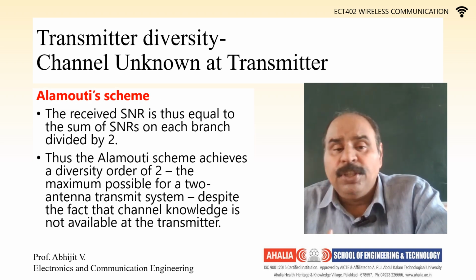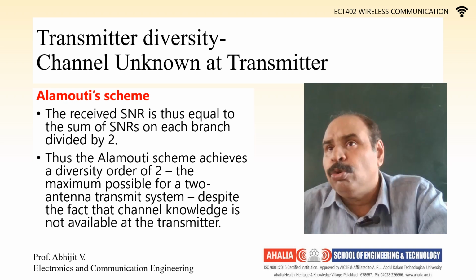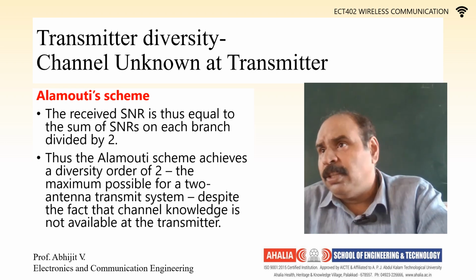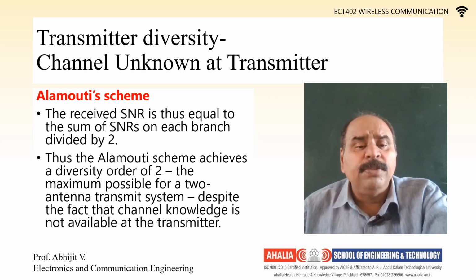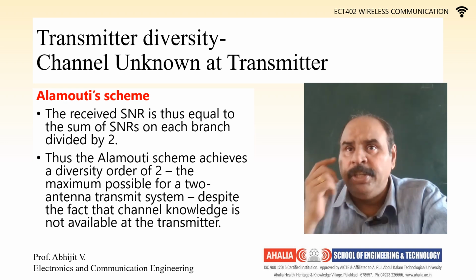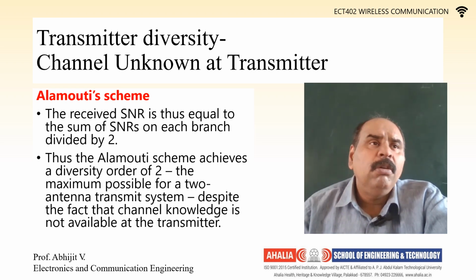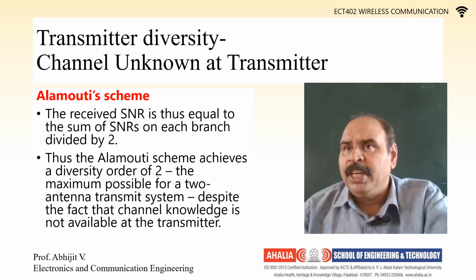So the significance of the Alamouti scheme: the received SNR is thus equal to the sum of SNRs on each branch divided by 2. That means we do not have the channel information, but still the received SNR is good. Am I right? Yes or no? The Alamouti scheme achieves a diversity order of 2, the maximum possible for a two-antenna transmit system, despite the fact that the channel knowledge is not available at the transmitter. So with these two points, channel information known to the transmitter and channel information unknown to the transmitter, we are completing what is called transmit diversity.